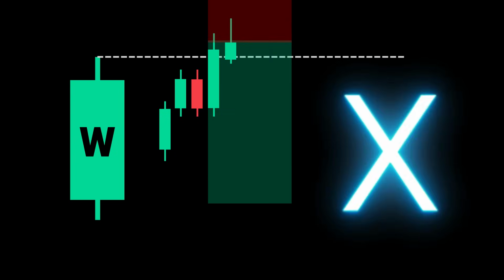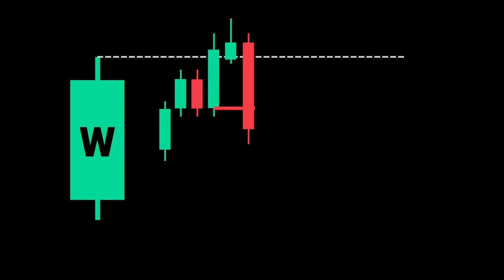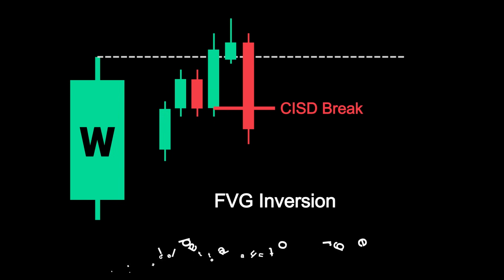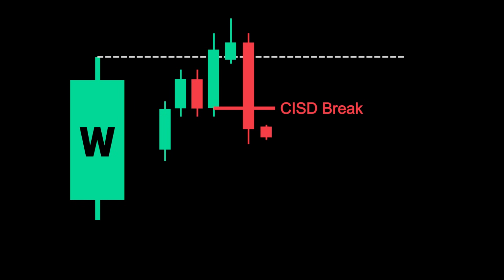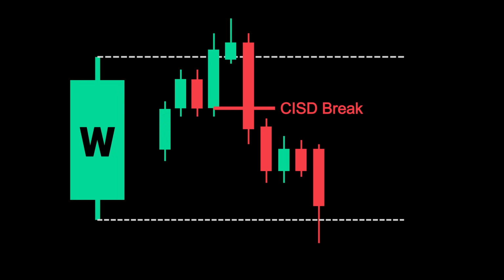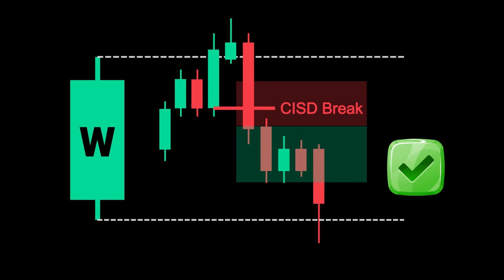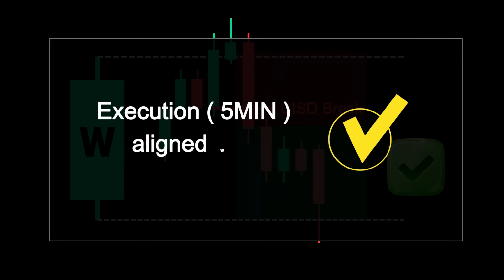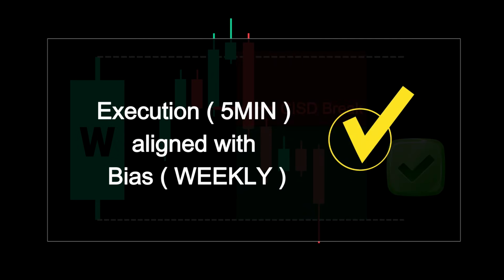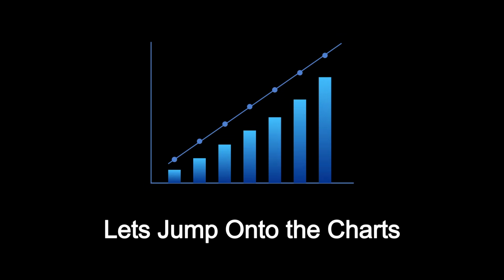After the weekly sweep, price must show either a CISD break, or fair value gap inversion, or displacement back into the weekly range. This is what releases direction. The weekly candle sets the stage. The entry signal tells you the show has started. 5-minute execution, tight stop, clean risk, aligned with the weekly bias. This is how scalping becomes professional. Let me show you how this works on the charts.